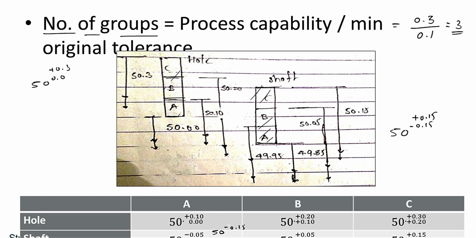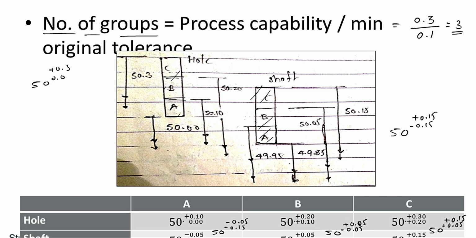50 minus 0.1 minus 0.15 to minus 0.05. This will be group A for shaft A, and the shaft in group B will have a tolerance of 50 minus 0.05 to plus 0.05. Here again the tolerance is 0.1, and the third group will be 50 plus 0.05 to plus 0.15.